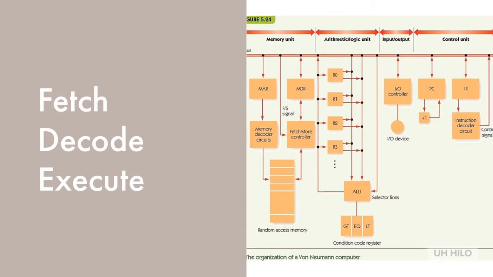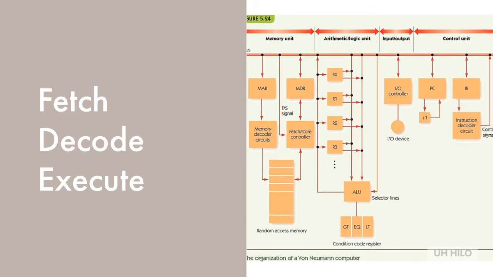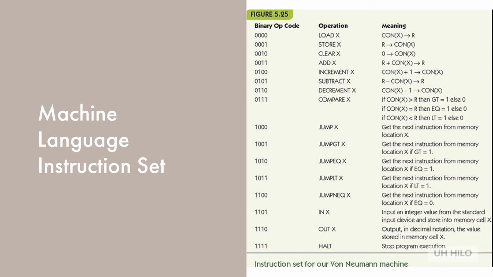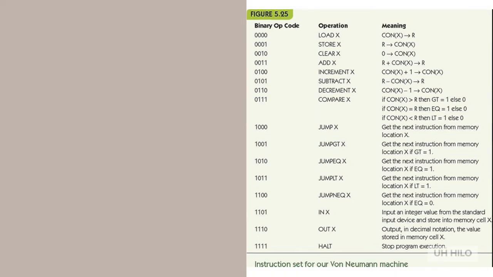Now, decode actually involves decoding the operation in the instruction register, and for this we use our old friend the decoder. Execute depends on the operation involved. Our operations are given by an instruction set associated with the machine. In this figure, we can see an example instruction set with 16 different instructions. Let's look at how these work, and we'll begin with load.